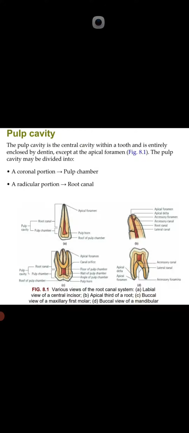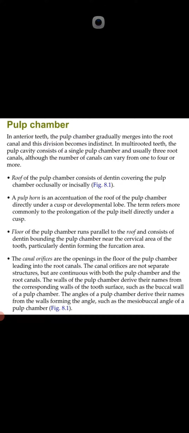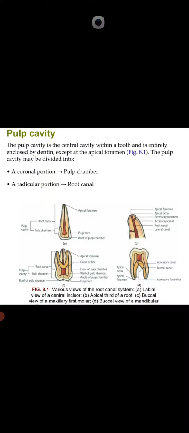On the roof of the pulp chamber there is a dentine layer. Now the roof of the pulp chamber consists of dentine covering the pulp chamber occlusally or incisally. In anterior teeth incisally and in posterior teeth occlusally.